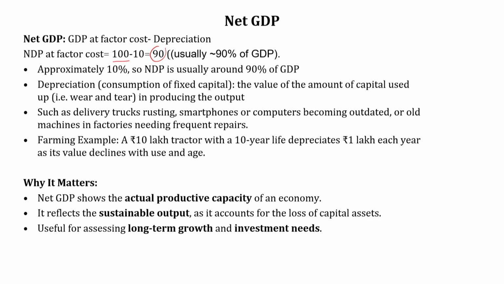Take the farming example: a 10 lakh tractor with a 10-year life depreciates 1 lakh each year, and its value declines with use and age. So the lifetime value of the tractor is, for example, 10 lakh, and the depreciation every year is 1 lakh. That we need to account for. Every year when a farmer is producing goods and services using the tractor, there is 1 lakh of wear and tear that we need to exclude from the GDP at factor cost to get the NDP at factor cost.